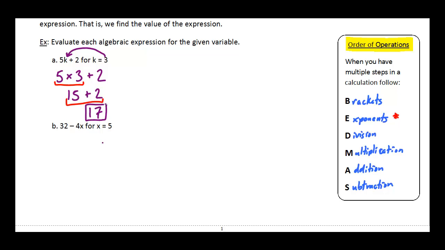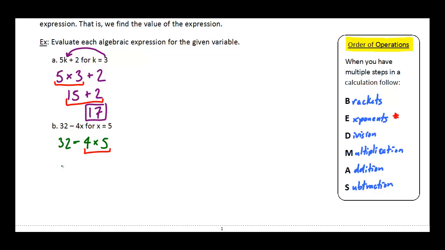All right, let's try another example here. We've got 32 minus 4x, and we want to solve that for when x is equal to 5. So that's going to be 32 minus 4 times 5. And again, think about your BEDMAS steps. Going down our list, brackets, exponents, division, multiplication comes before subtraction. So we're actually going to do this step first, even though it comes later in our expression.